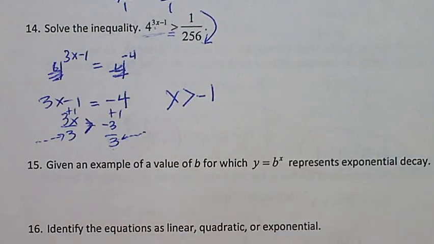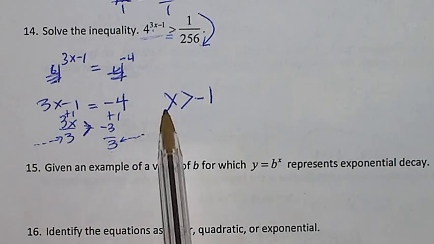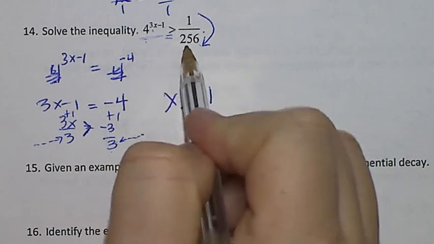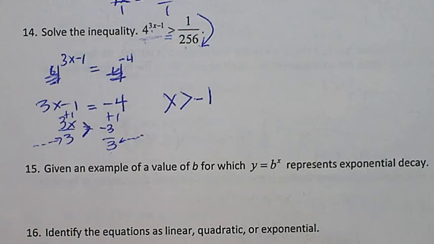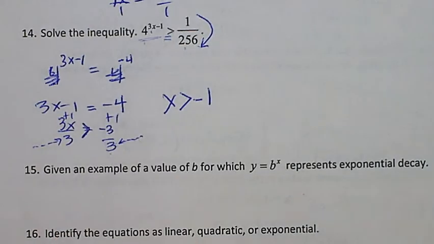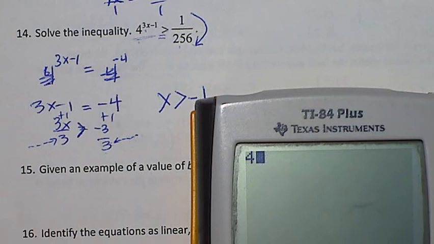If you choose any number where x is greater than negative 1, it will make this statement true. And in fact, if we had x equals negative 1, the left side would equal the right side. That's what it says. So let's choose a number that is greater than negative 1. What's the easiest number to choose? 0. Okay, let's plug it in. So I know 3 times 0 is 0, and 0 minus 1 is negative 1. So 4 to the negative 1.